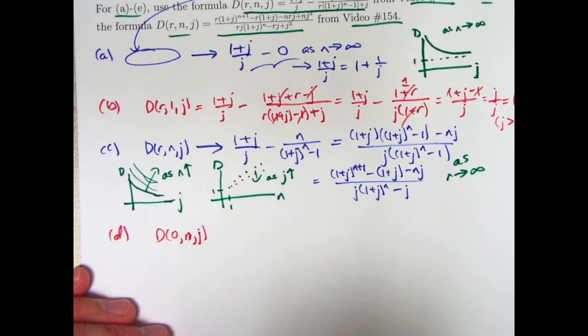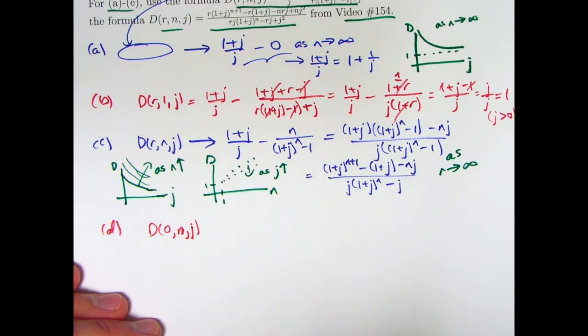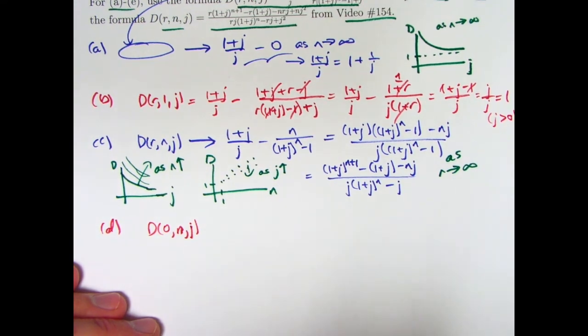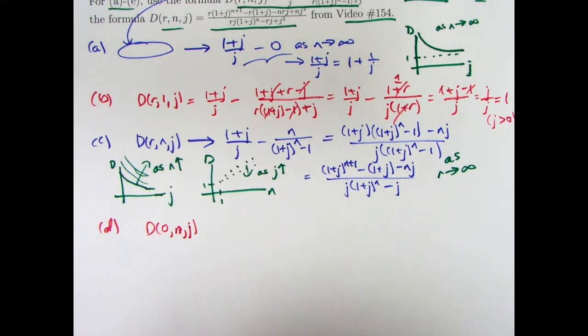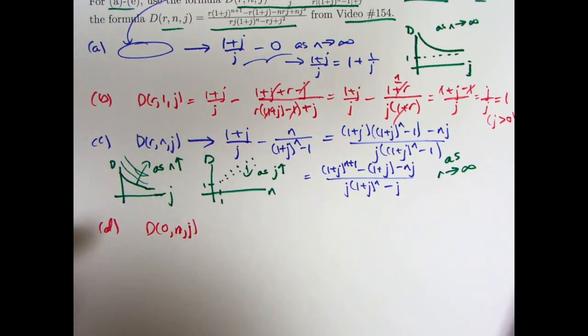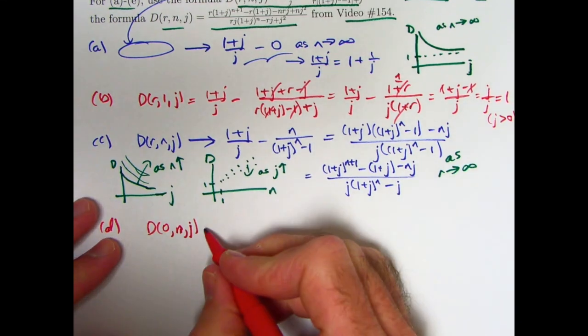So if r is 0, think about this financially. The coupon rate is 0. That means the coupons are 0. It's not a coupon bond. You're just getting the redemption value. It's a no coupon bond. So the duration should be n. It should be the time of the redemption value. This should equal n. Does it?